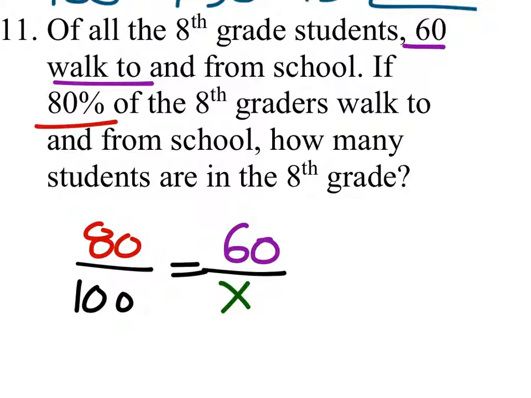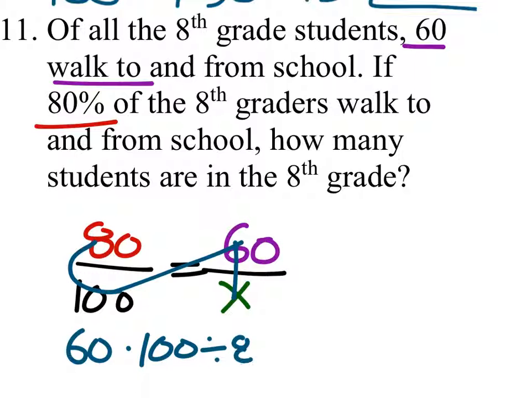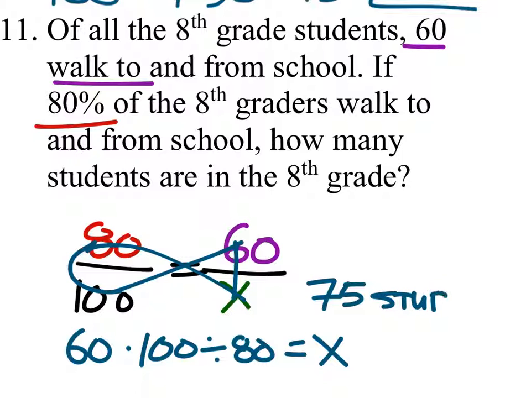This is a very small 8th grade class. So solving this, again, fish method, we would go up to the 60, multiply that by 100, divide that by 80, and this equals x. So this is 75 students, or 8th graders. Bam.